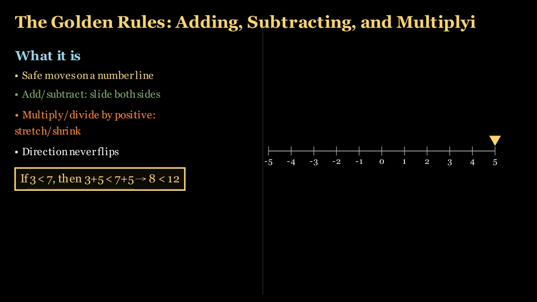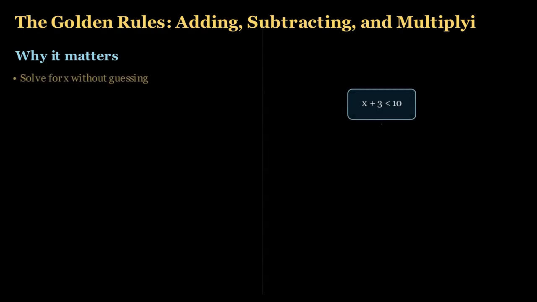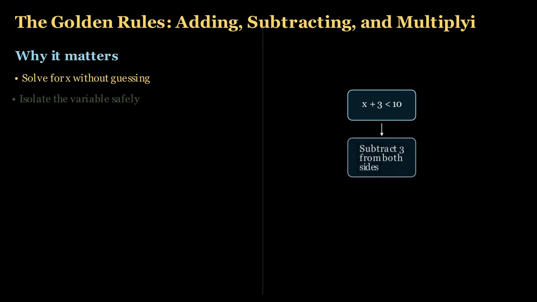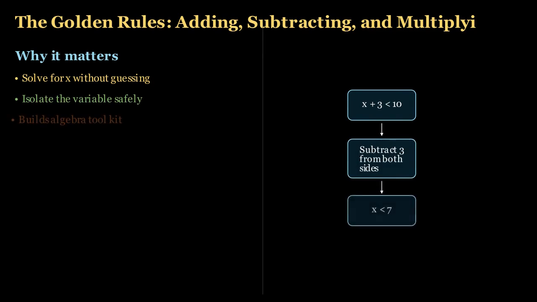Because in calculus and physics, you constantly bump into inequalities, like finding where a function is positive, or how fast something must move. To answer those questions, you need to solve for a variable, just like you do with equations. The golden rules are your permission slip. They tell you exactly which algebra moves are safe.